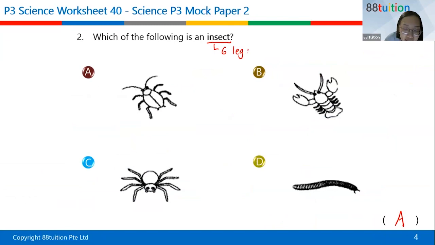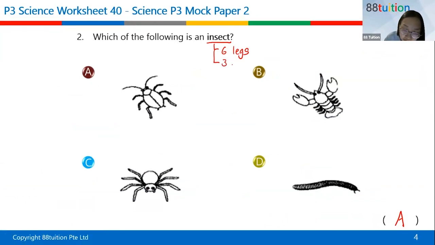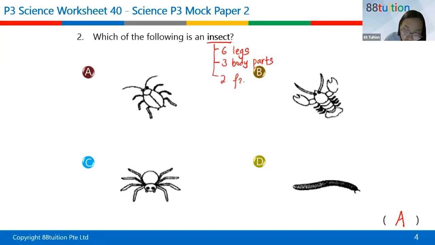6 legs, very good. Another person contribute another part. An insect has 3 body parts. Good, 3 body parts. Anything else? Antennae. How many? 2. Good, 2 feelers or 2 antennas. Up to you, you can use feelers or you can use antenna. This part you must know. You can see that there are 2 feelers here. These are the 2 feelers. And then you have 1, 2, 3, 4, 5, 6 legs. Now this one is animal B. Anybody knows what is animal B?